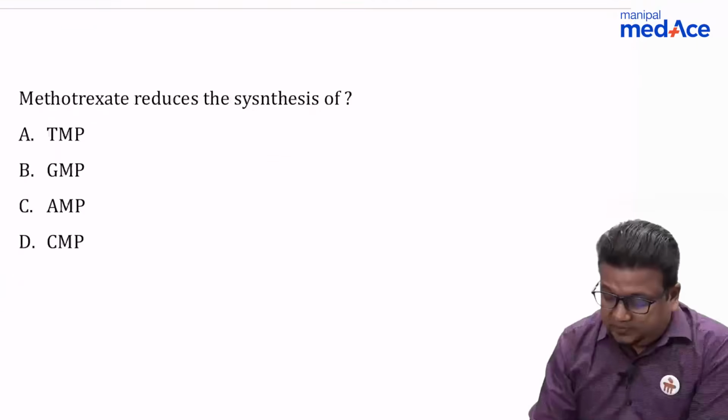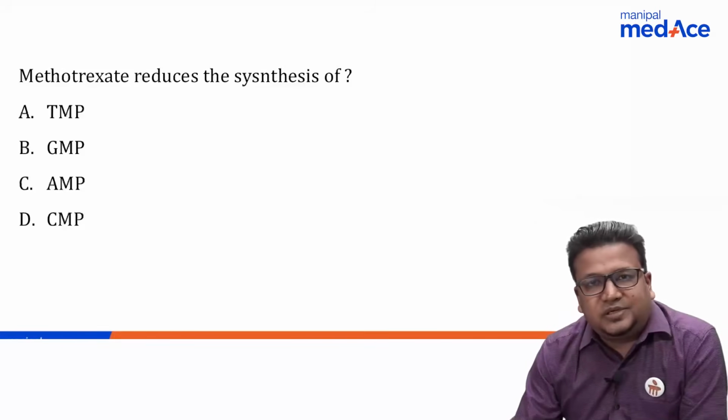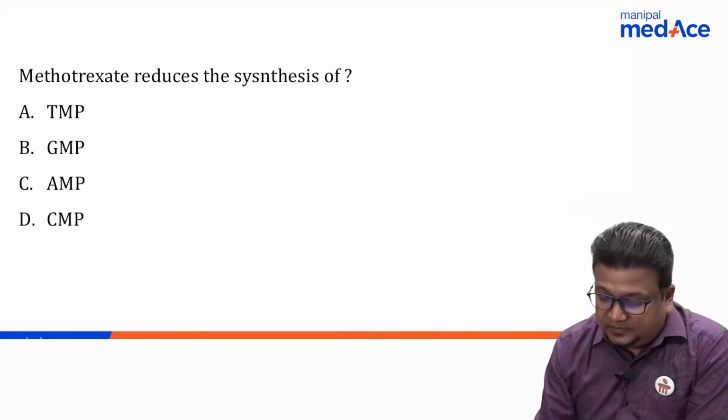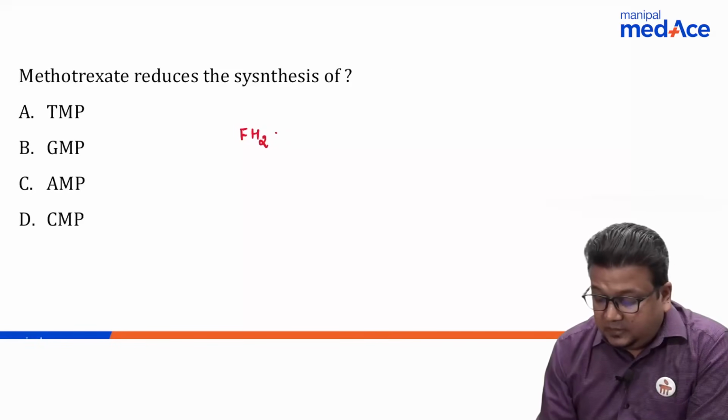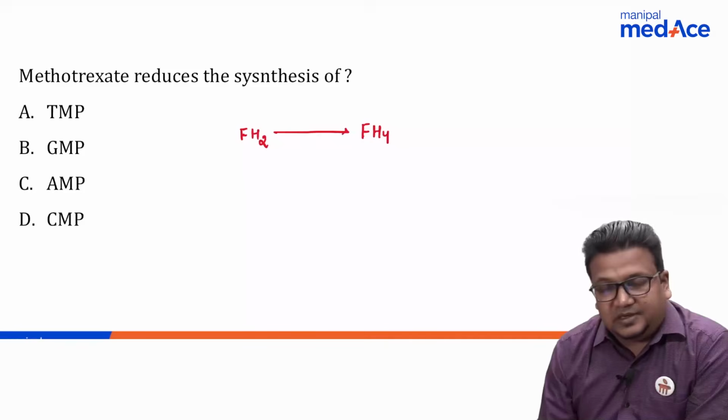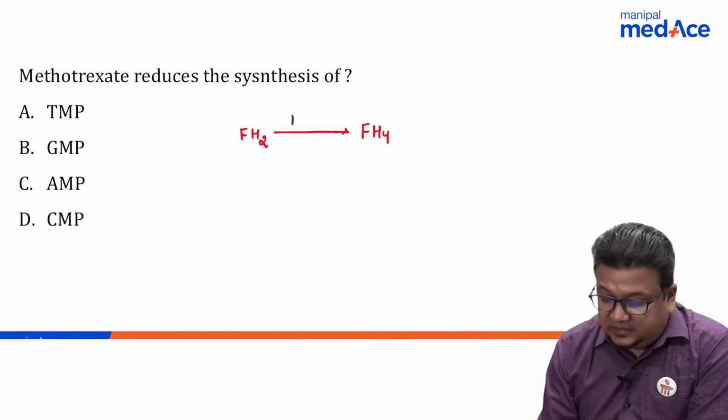Moving to the next question. Methotrexate reduces the synthesis of. Now what is methotrexate? So we have the dihydrofolic acid, which needs to be converted into tetrahydrofolic acid. The enzyme is DHFR.